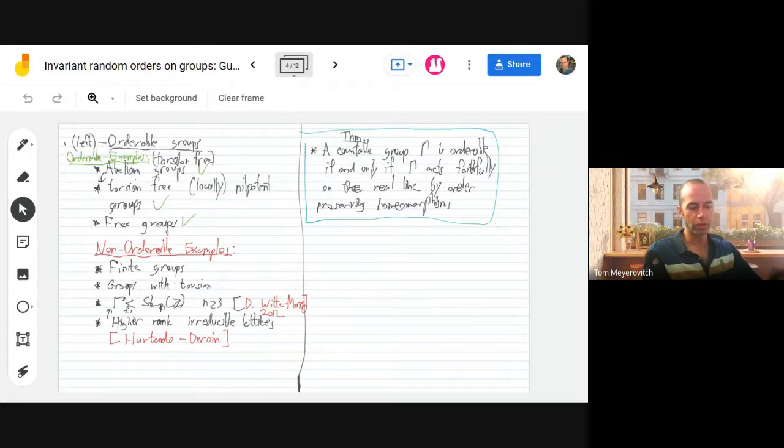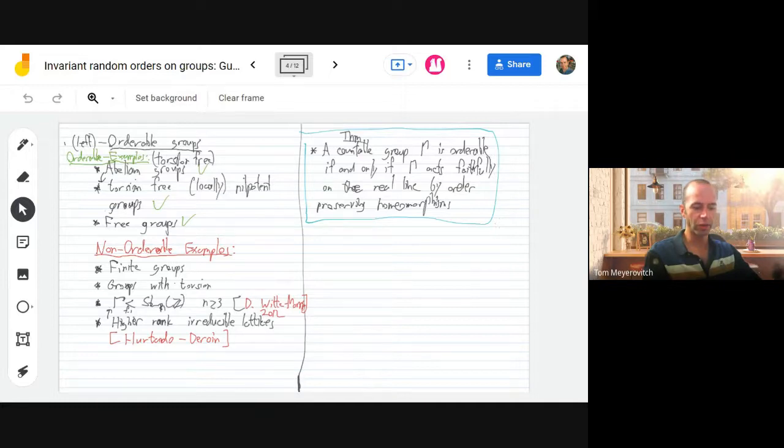So for example, the group SL_nZ is never orderable because there are finite order elements, because there's torsion. But you can avoid this problem by going to a finite index subgroup, and for n greater or equal to 3, finite index subgroups of SL_3Z, sorry, are non-orderable. And I will get back to the sketch of this argument. This is a result due to Dave Witte Morris from about a decade ago.